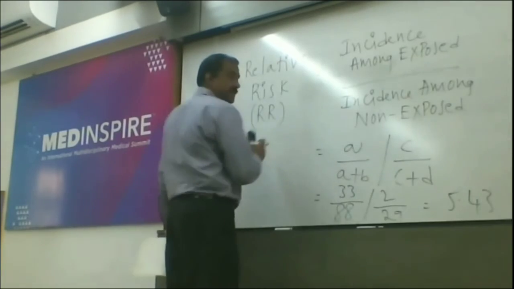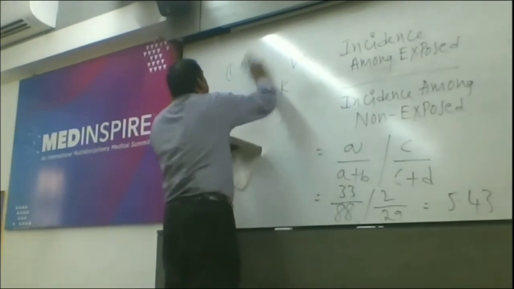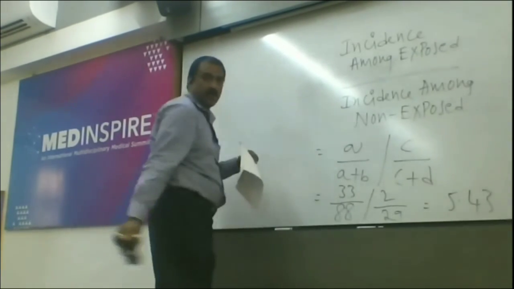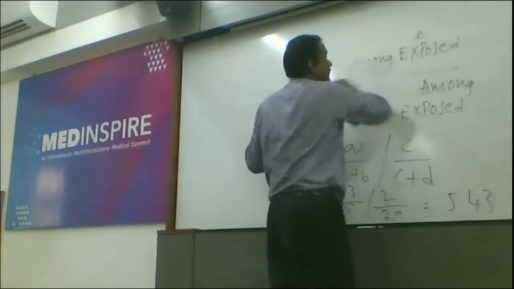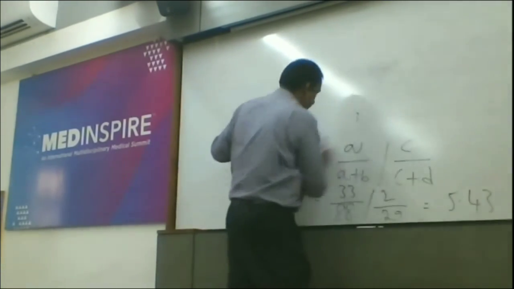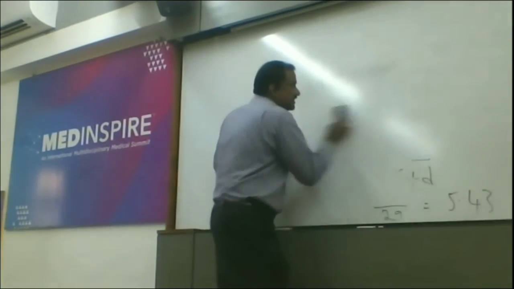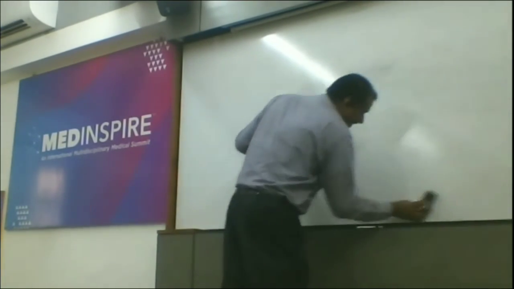Next one is, can I have this one? Yeah. The second one is odds ratio. Odds ratio is also called the cross product ratio.